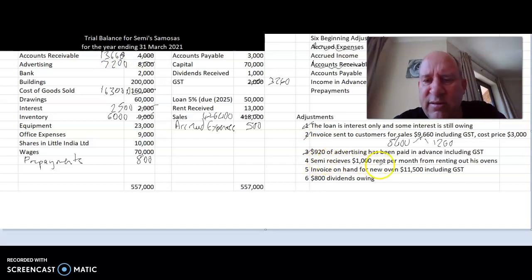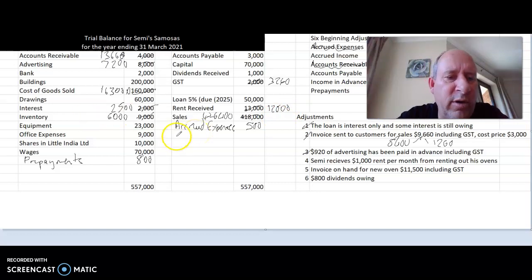Our next one: Semi receives $1,000 a month in rent for renting out his ovens. So rent received is $13,000. If it's $1,000 a month, how much should that be? Good, so change it. So did he receive $1,000 in advance or owing? All right, which side does income in advance go on? Debit or credit? All right, write it in.